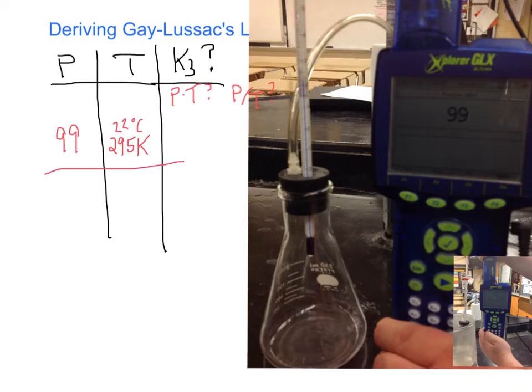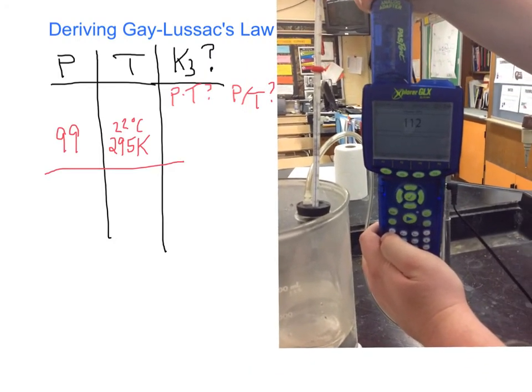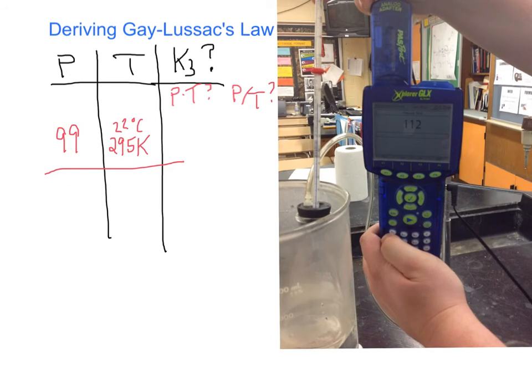Then what we did was we took the Erlenmeyer flask and submerged it into a hot water bath. You can see our hot water bath right down here, and the flask is sitting in there. We let it sit there for about 10 minutes. And we've got a new pressure here, 112. Again, it's hard to see, but the temperature is approximately 53 degrees Celsius, which again, we've already converted to Kelvin.